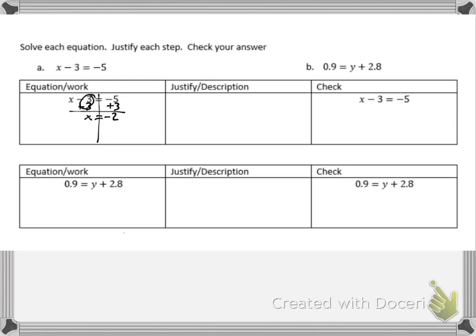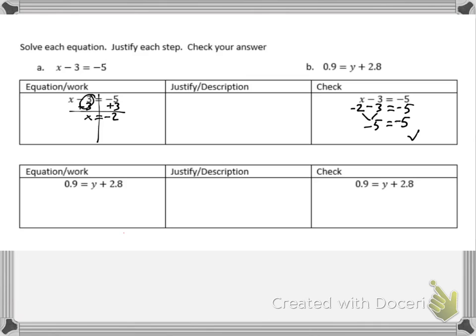Okay, over here in my check, the way I check it is to rewrite in that number that we just got. So we said x is negative 2. All right, now I can evaluate that. Negative 2 minus 3 equals negative 5. Negative 5 does equal negative 5, so yep, we got the right answer. That is correct.